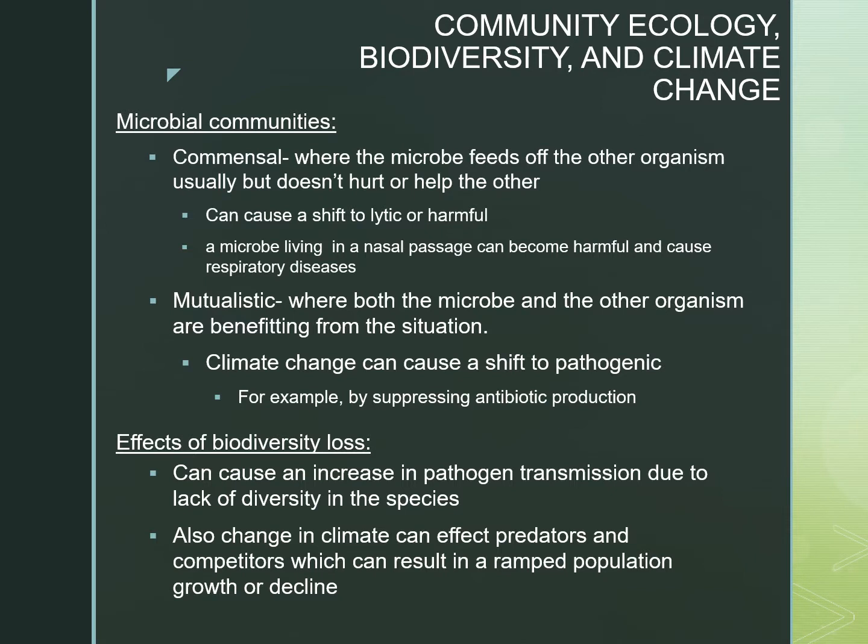Additionally, it talks about microbial communities and how commensal microbes feed off the other organism they're attached to. However, they don't hurt the organism, but they don't help the organism either, and this can shift to a harmful relationship because of climate change. While mutualistic microbes and the organism they're attached to are both benefiting from their relationship, this can also change, and the microbe can become a pathogen to the organism because of climate change.